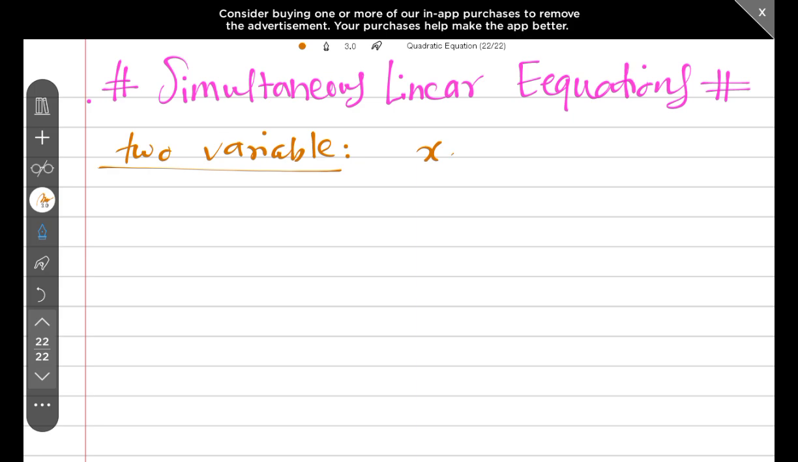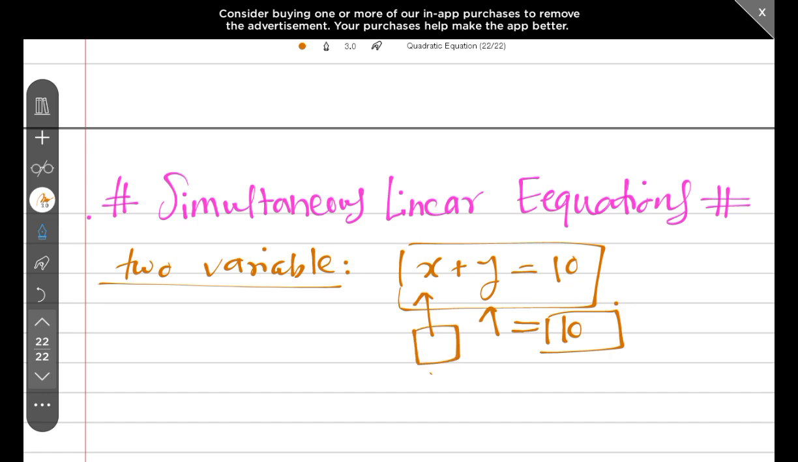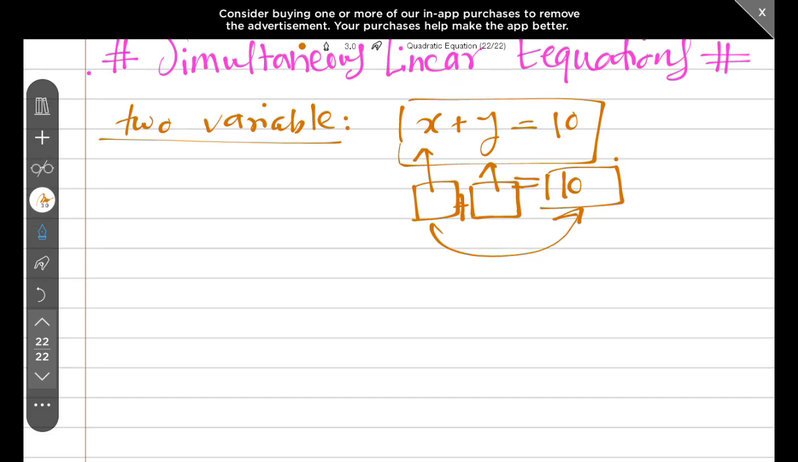For example, x plus y is equal to 10. This is considered a simultaneous linear equation in two variables. In this case, our main task is to find the values of x and y such that they satisfy this equation by giving a value equal to 10. So we need to find what the value of x could be and what the value of y could be, and when we add these two numbers, we get 10. That means we are able to solve our simultaneous linear equations.